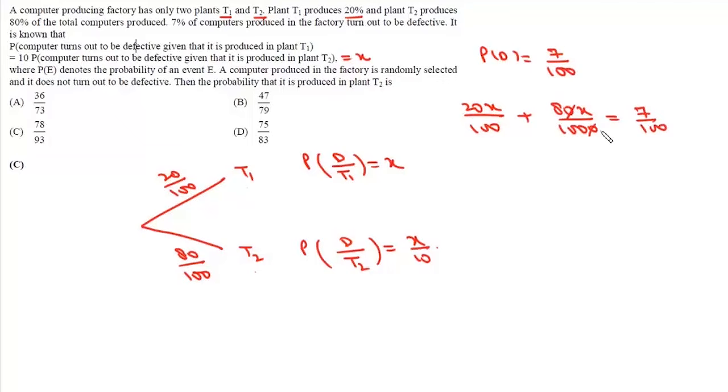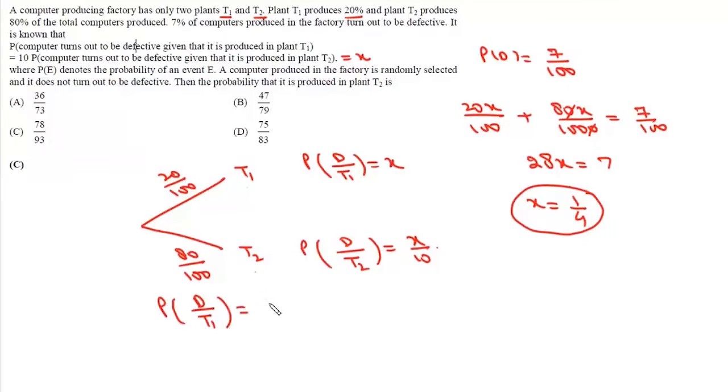Now this will cancel, so we'll get 28x equals 7. The value of x is 1 by 4. So the probability of getting a defective from T1 is 1 by 4, and the probability of getting a defective from T2 is 1 by 40. Now it says a computer produced in the factory is randomly selected and it does not turn out to be defective. Find the probability that it is produced in plant T2.